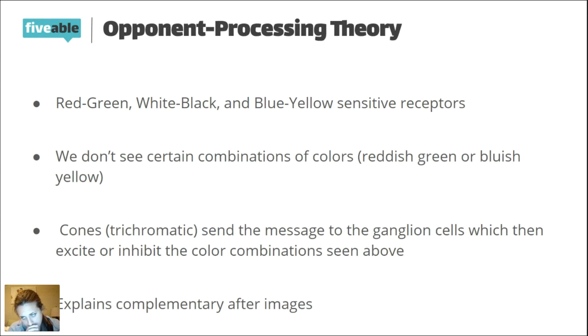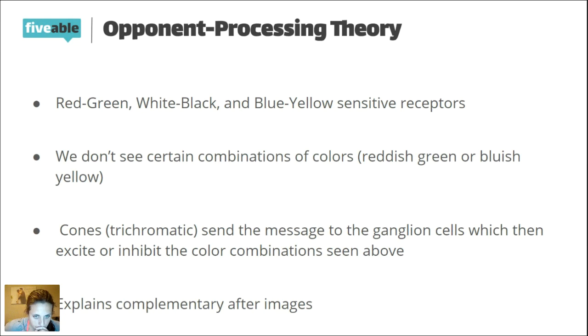And so according to this theory, if you think about it, have you ever seen a color called reddish green? It's just not a color that really exists in the world. And it's because you either have the red turned on or the green turned on. You can't have both turned on, according to the opponent process theory. Or the same thing, like a bluish yellow. That color doesn't exist, because you either have the blue turned on or the yellow turned on based on what you're looking at.